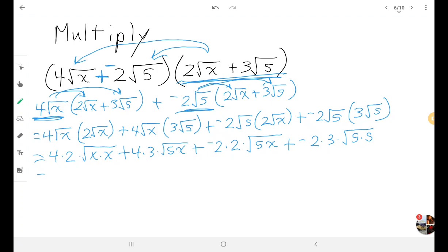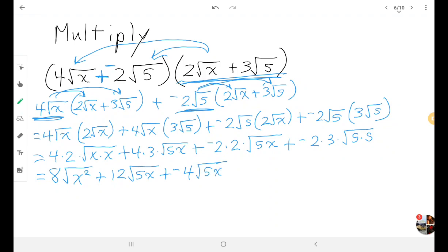So let's simplify some things that we can simplify here. 4 times 2 is 8, and times the square root of, and x times x I could write as x squared, and that's going to be helpful to me because the square root will cancel the square. Plus 4 times 3 is 12, times the square root of 5x. There's nothing I can really do with that, so I'll just leave it that way. Plus negative 2 times 2 is negative 4 times the square root of 5x.